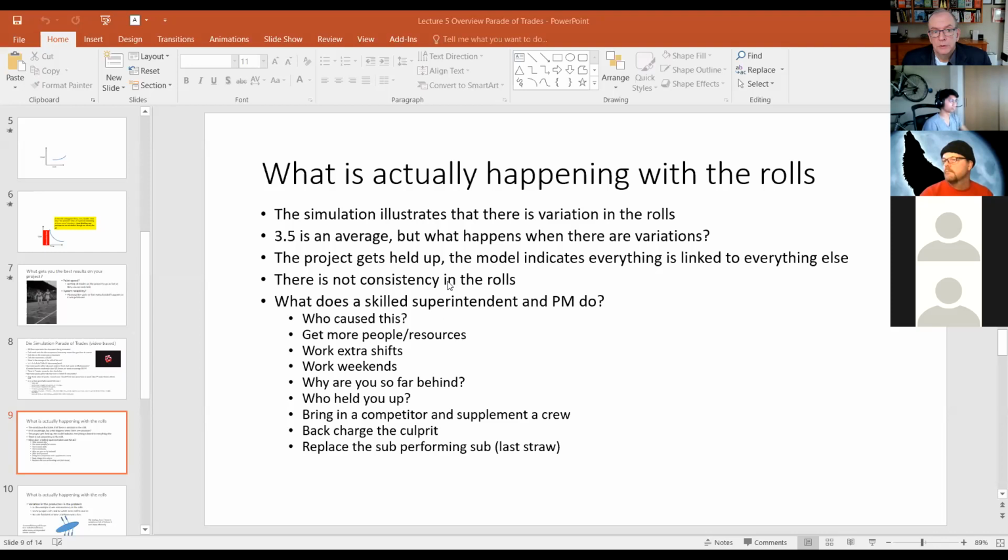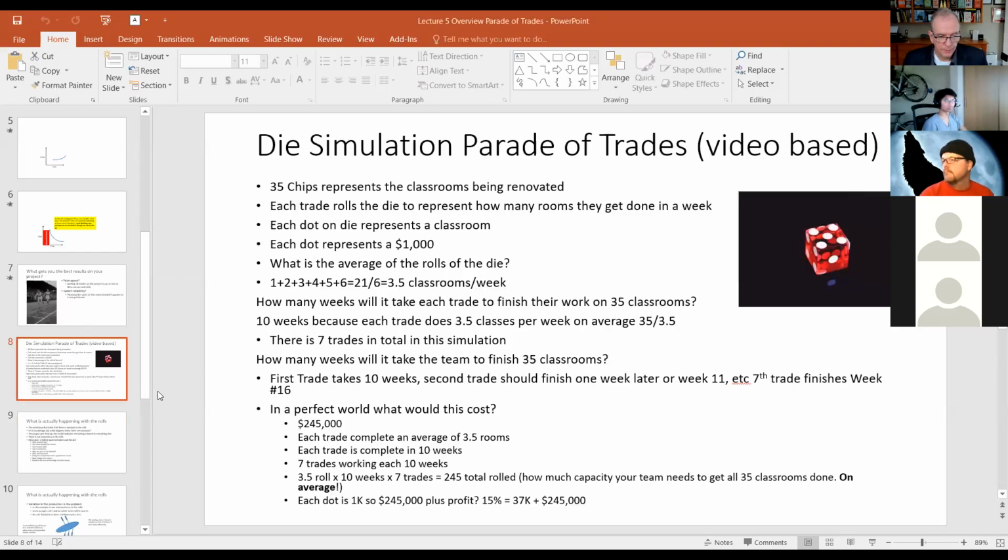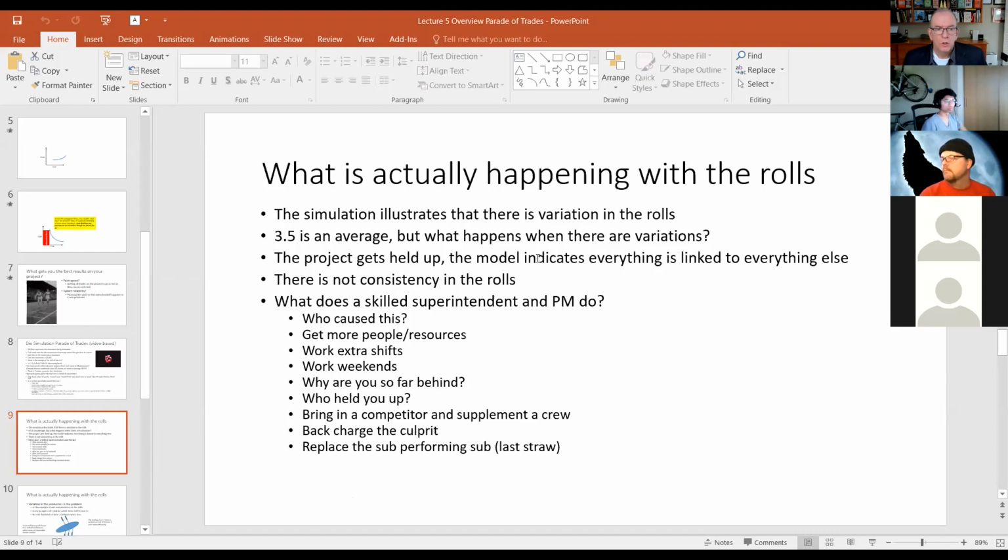So there's variation. When they roll the dice, there's variation. When they do that, this is a perfect world, right? You guys can see the slides with the dice, the PowerPoint, yeah. Okay, so what is actually happening, right? There's variations. And that's what happens on a project, right?